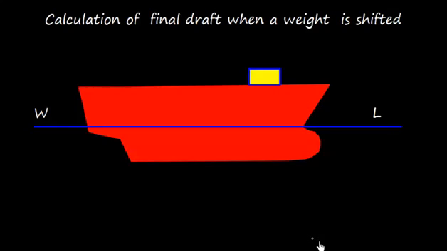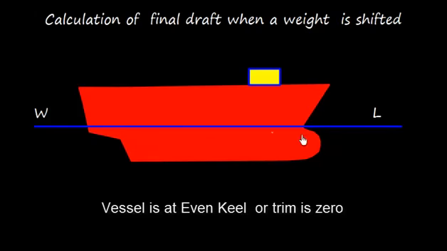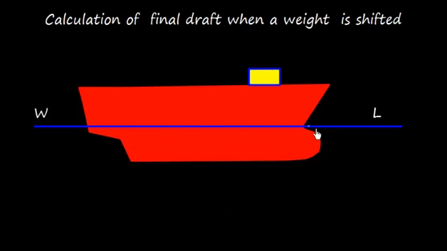In this video, I'm going to explain the calculation of final draft when a weight is shifted. So let us consider this example where this is the vessel and this is the water line. For sake of simplicity, let us assume that the vessel is at even keel. That means the forward draft and aft draft are the same, or the trim is zero, whether all the draft throughout is the same. Trim is zero, and we consider this scenario.